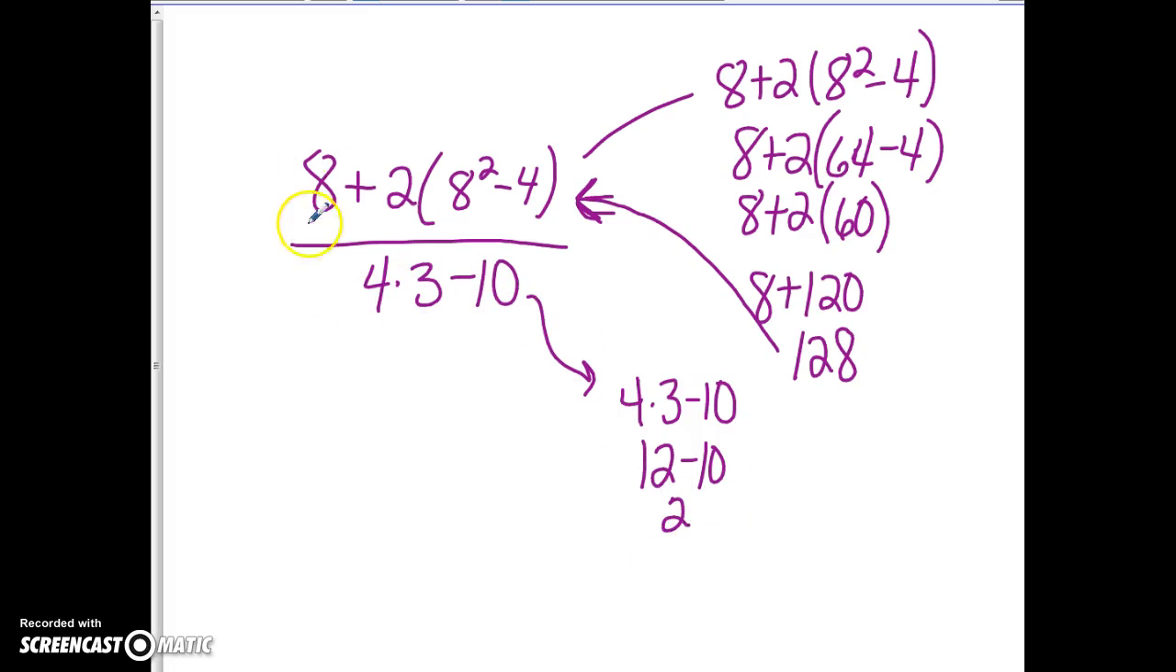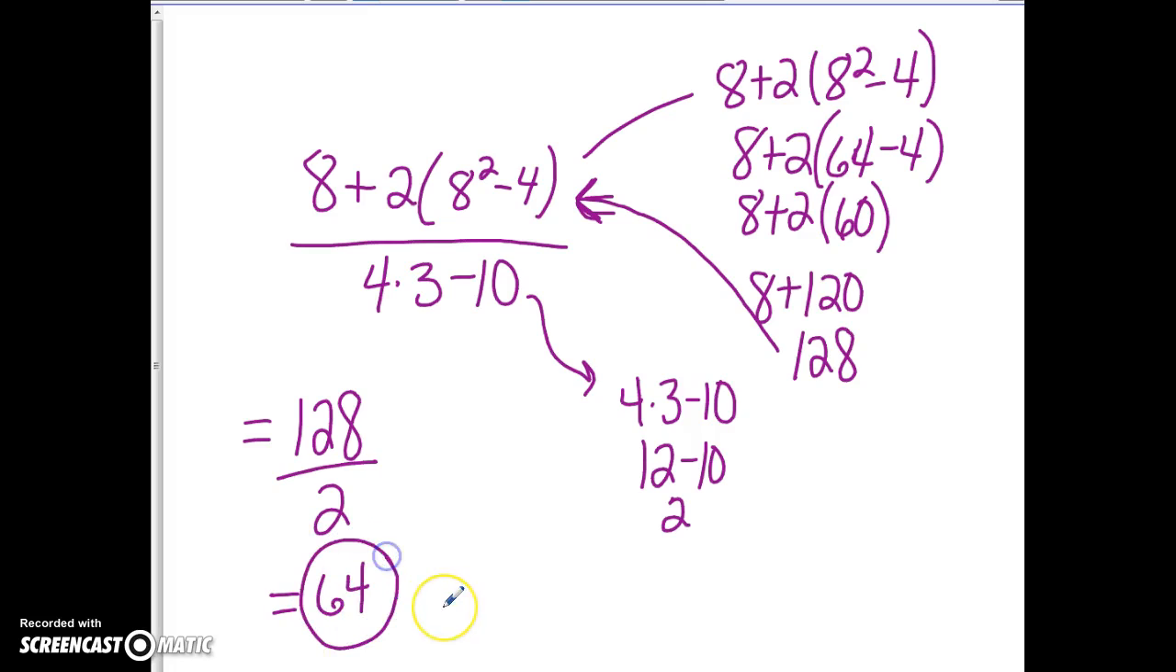Okay? So I'm going to go back to the original problem over here. My numerator simplified to 128. My denominator simplified to 2. And then 128 divided by 2 is what, 64? So there's my answer.